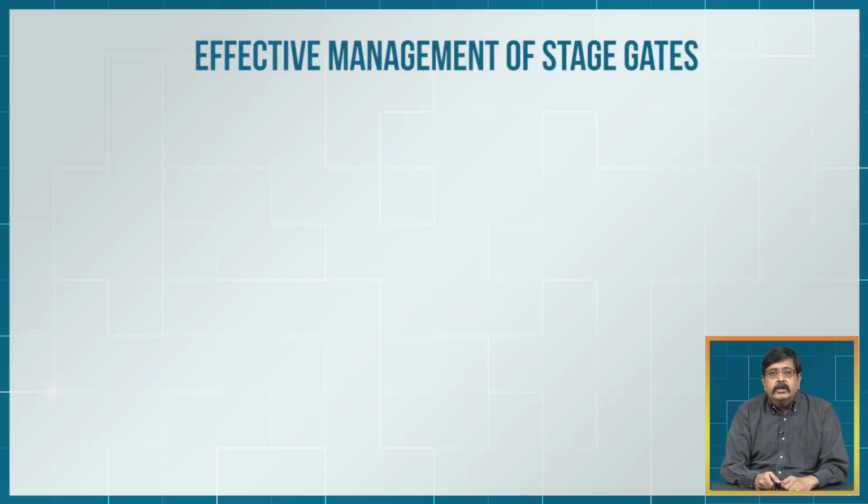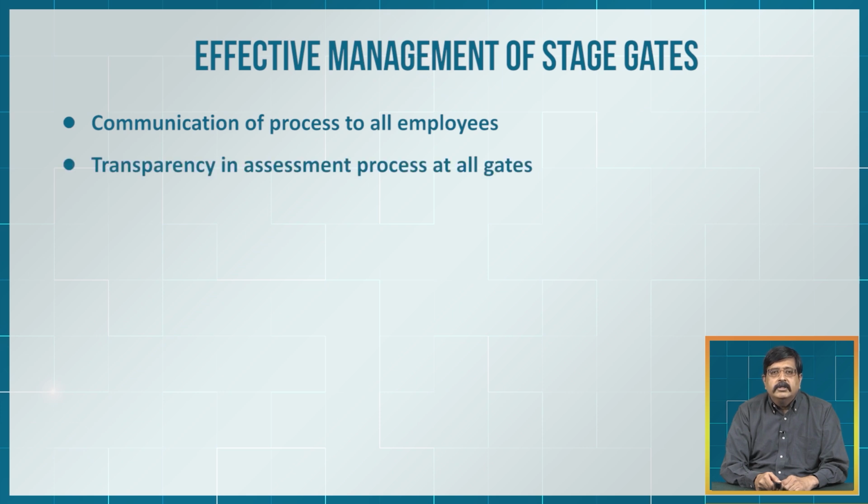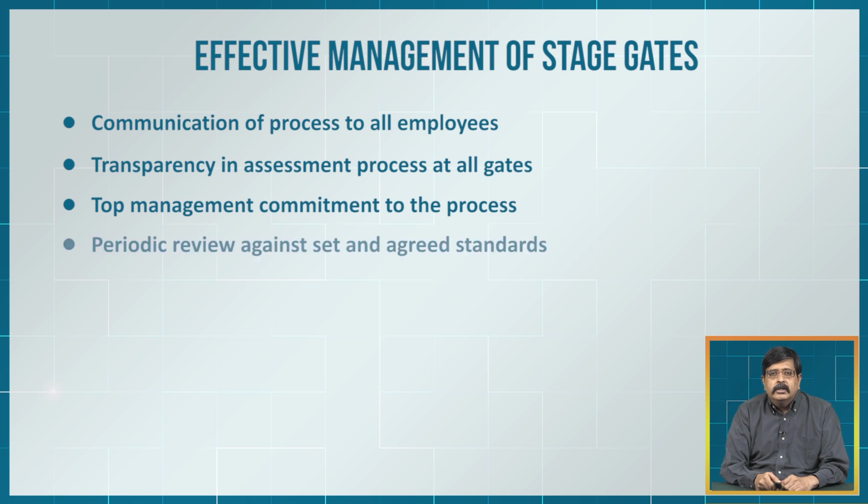The first thing that you need to do is to ensure that communication of the process happens to all the employees. What is the stage gate process that the company is employing, and how does it work, needs to be communicated to everyone. Second is the transparency in the assessment process at all the gates. Top management has to be committed to the process and ensure that there is transparency in the assessment process. There should be periodic reviews against set and agreed standards. There should be good documentation of the entire process so that it can be reviewed and analyzed.